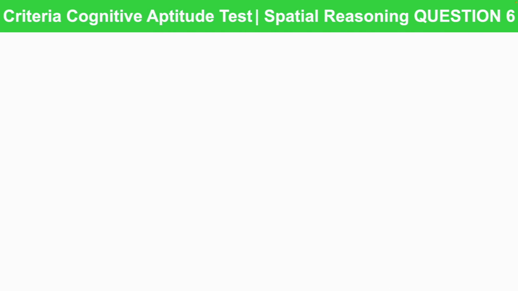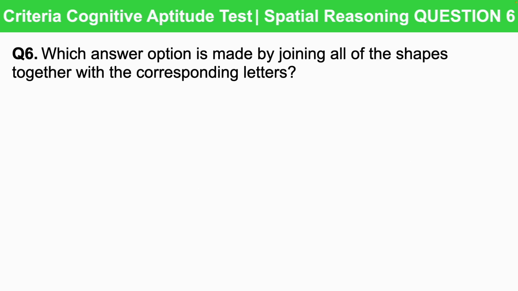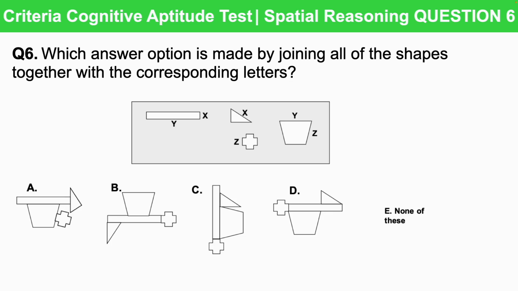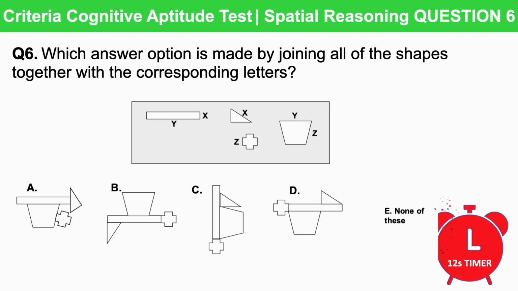Okay, again, which answer option is made by joining all of the shapes together with the corresponding letters? Is it A, B, C, D, or E? Your 12 seconds starts now.